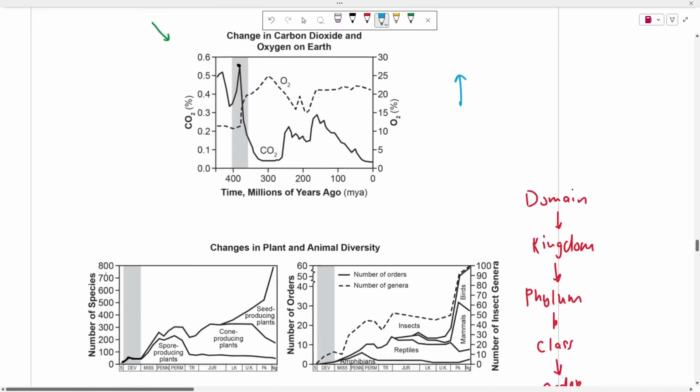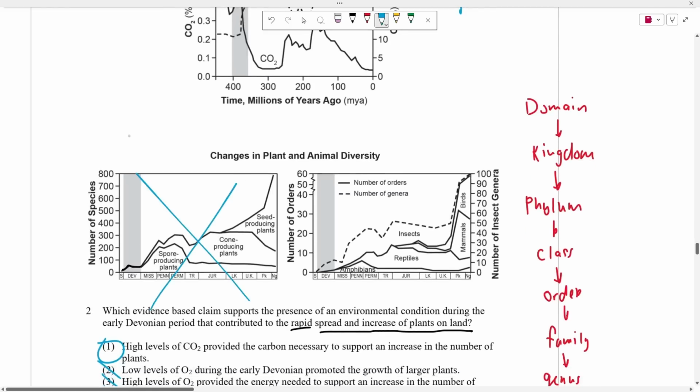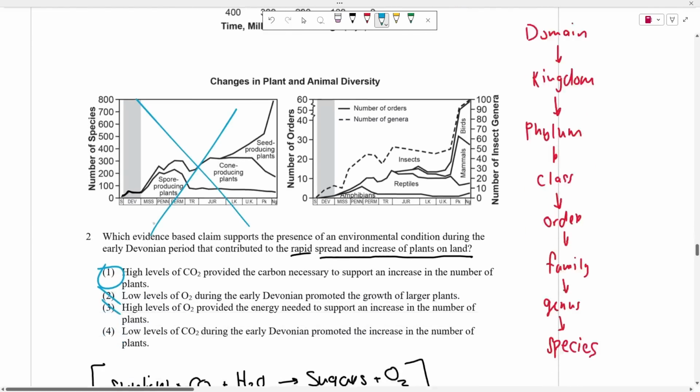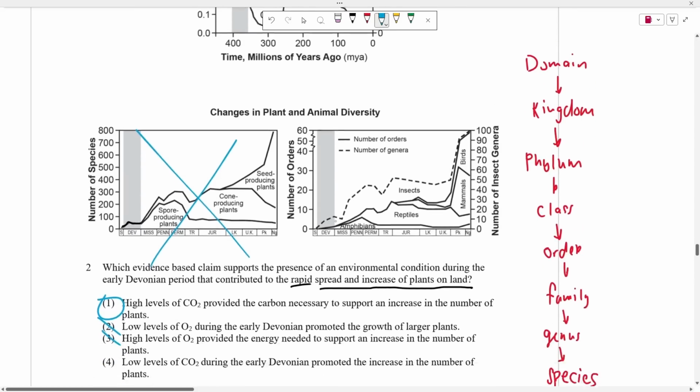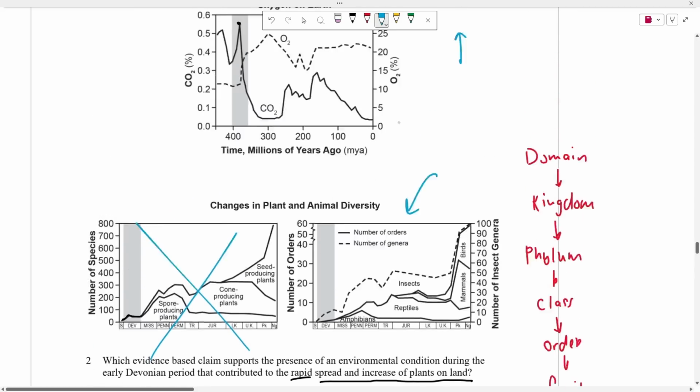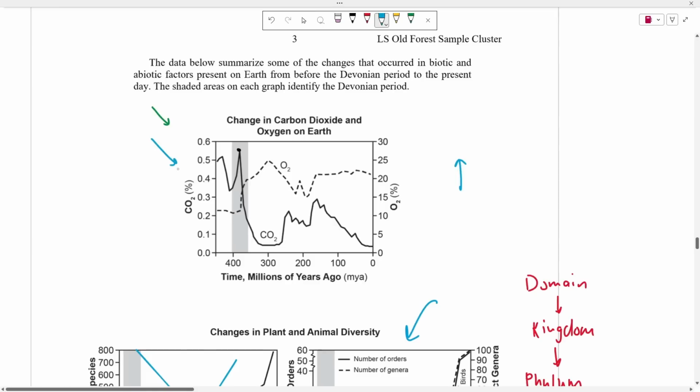So I'm not going to focus on this graph right here because this graph right here talks about plants. I only care about animal evolution here, right? Not plant evolution. So I'm going to cite evidence from either this graph or this graph. So an easy way to get points here is to look at the change in oxygen. So we know that oxygen is this dashed line right here.